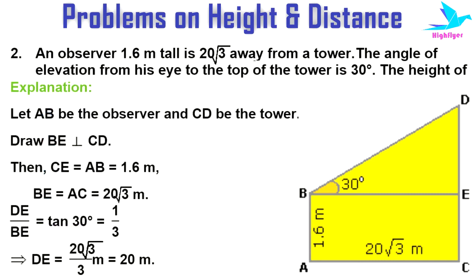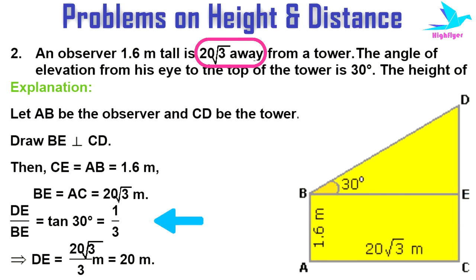Now in this given figure, let AB be the observer and CD be the tower. Then let's draw BE which is perpendicular to CD. Then CE equals AB equals 1.6 meters. Then BE will be also equal to AC, that is equal to 20 root 3 meters.